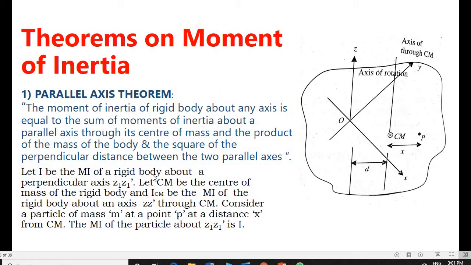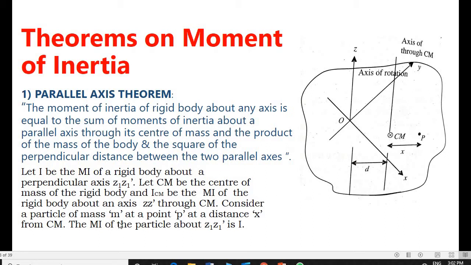Here, let I be the moment of inertia of a rigid body about a perpendicular axis z1, z1 dash. So I is the moment of inertia about the axis z1, z1 dash. Let Cm be the center of mass of the rigid body. This is the Cm, center of mass of the rigid body. And let ICM be the moment of inertia of the rigid body about an axis z, z dash through Cm. That means ICM is the moment of inertia about the axis passing through Cm.